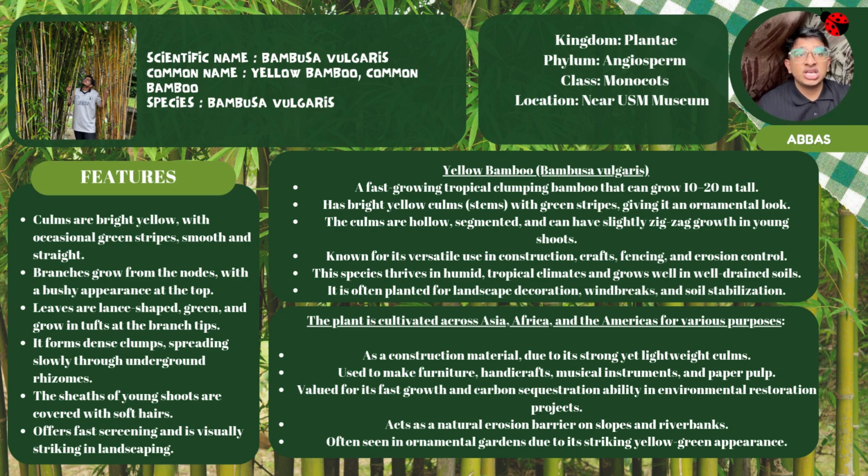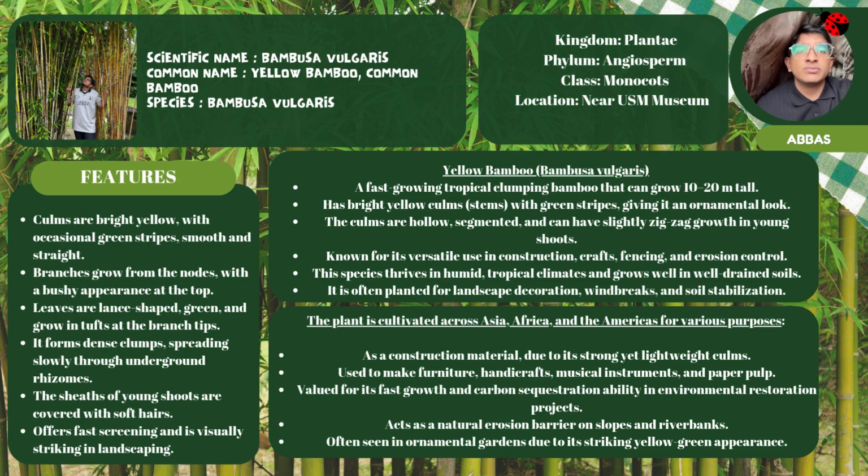Today, I'll be sharing with you a plant species that is both beautiful and highly useful. That is Bambusa vulgaris, also known as yellow bamboo. Yellow bamboo is a tropical clumping bamboo that belongs to the Plantae kingdom under the Angiosperm phylum, and it is also classified as a monocot. This species can grow impressively tall, reaching between 10 to 20 meters, and is often found in humid tropical areas. I found this particular one near our Universiti Sains Malaysia Museum.